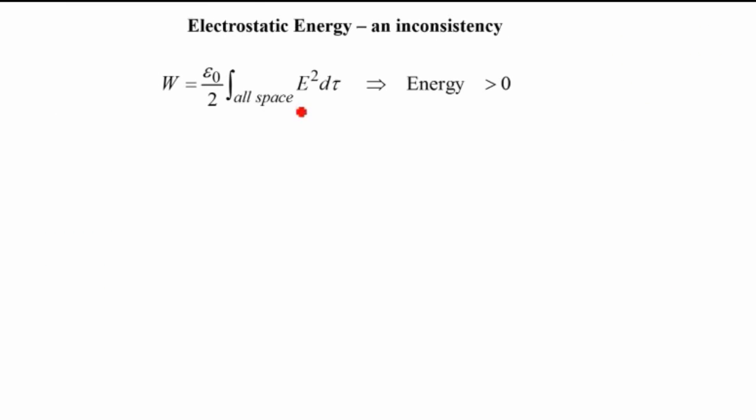Now there's a problem. I just want to point this out because it does have importance in terms of understanding fields. This is the expression that we used. We are talking about the density of energy in the electric field. Because of the square of E, this will always be greater than 0.